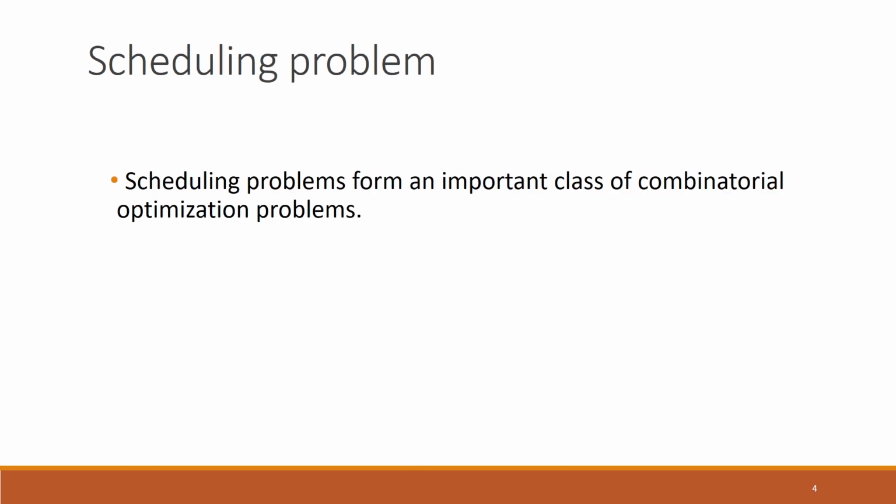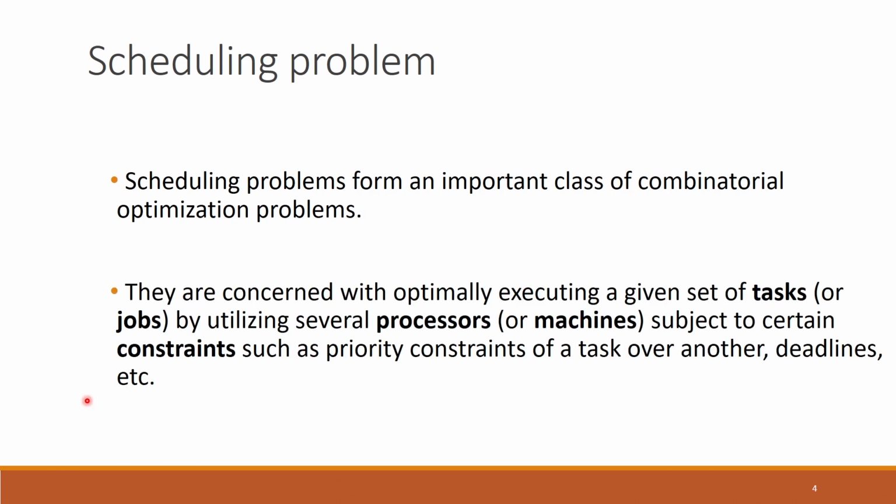So now we will be taking a look at another very important class of problems called scheduling problems. These problems are also a type of combinatorial optimization problems because the total number of possible solutions is finite, and these kind of scheduling problems arise wherever we have to execute a set of tasks, or sometimes they are also called jobs, and they have to be executed on several processors or machines subject to constraints such as priority constraints of a task over another, deadline constraints, and so on.